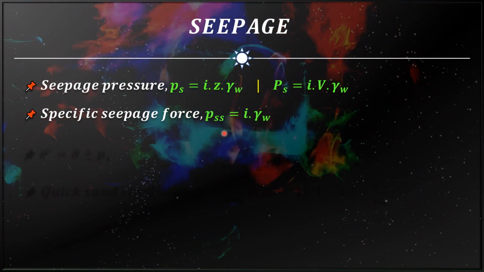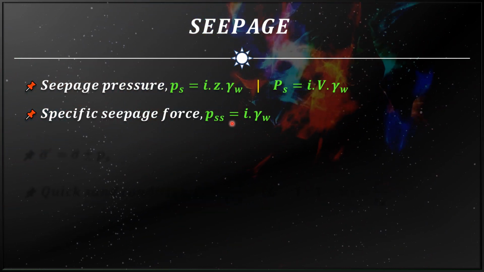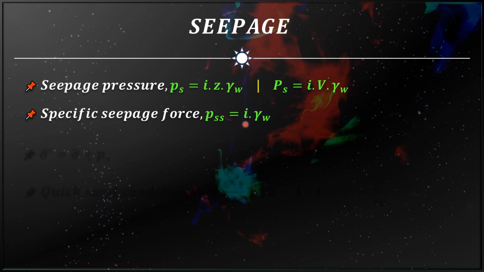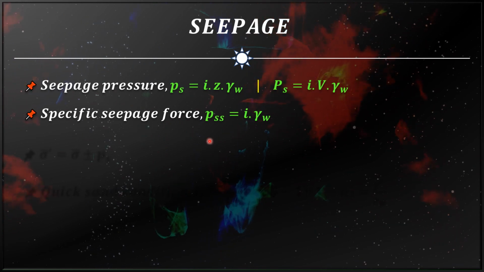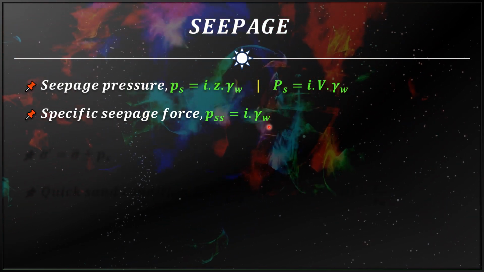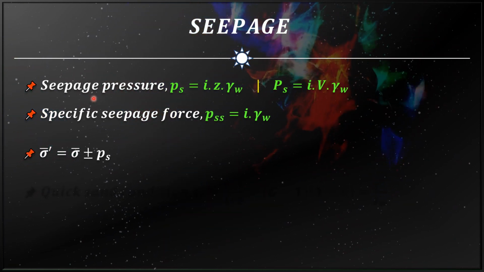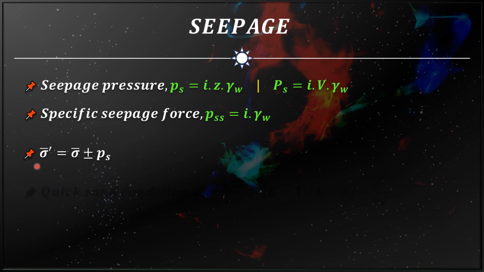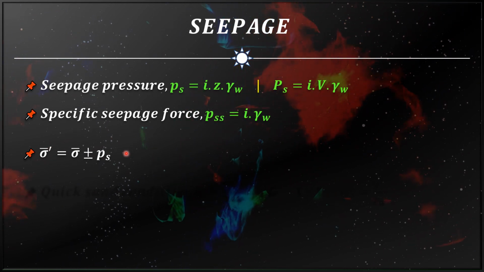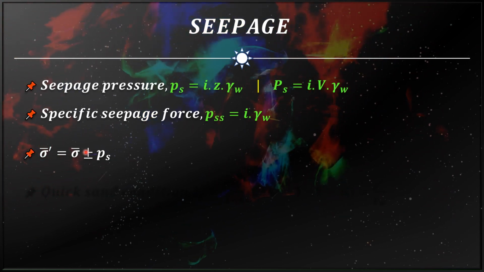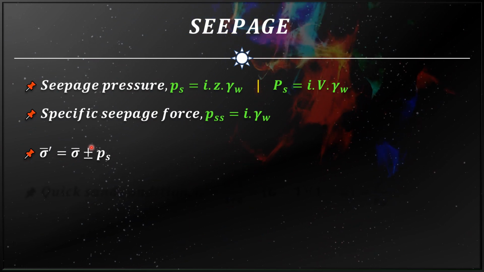And specific seepage force is given by I into gamma w simply. Specific seepage force is nothing but the seepage pressure per unit height. So Ps divided by Z gives the Pss, which is nothing but I into gamma w. So these are some important terms and formulas regarding seepage. And sigma bar dash is nothing but the effective stress along with the seepage pressure. So how to calculate that? Effective stress plus or minus small ps. So why plus or minus?